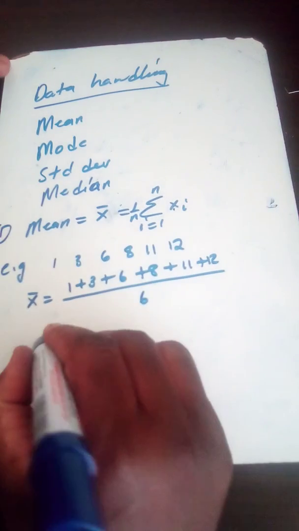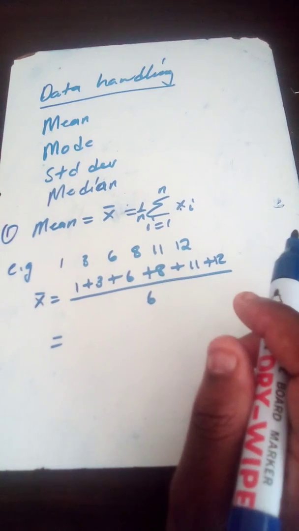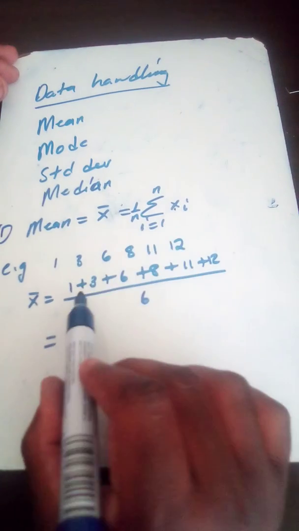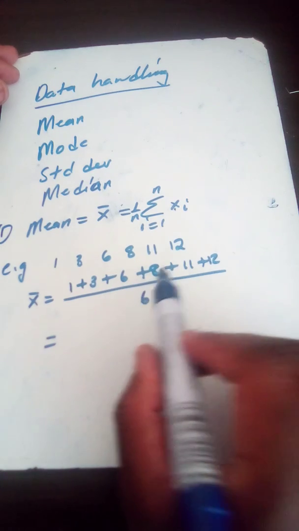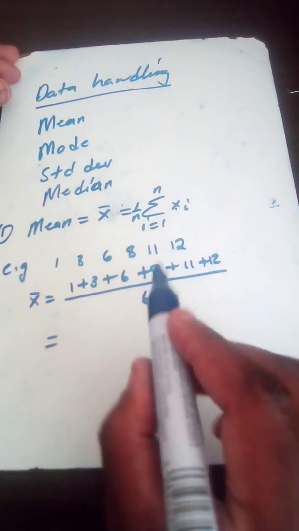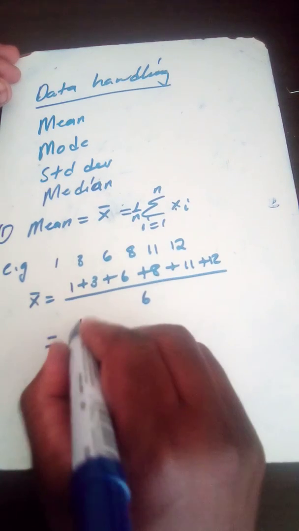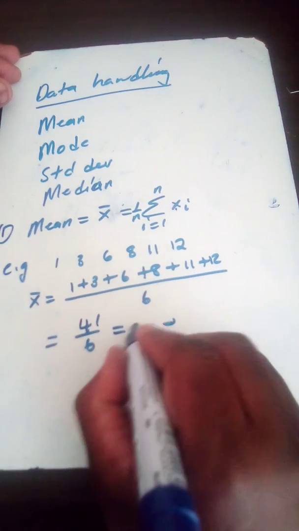When you use your calculator to add these, let's see how much we get. It's 10, up to here it's 18, and then 20, 30, and then 41 over 6. So you can use your calculator to get the number.